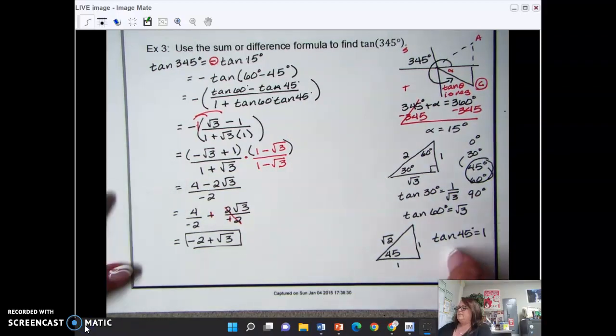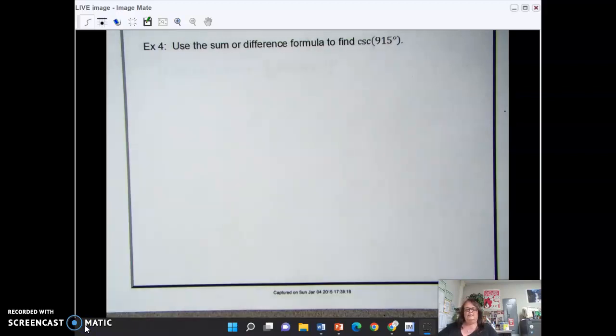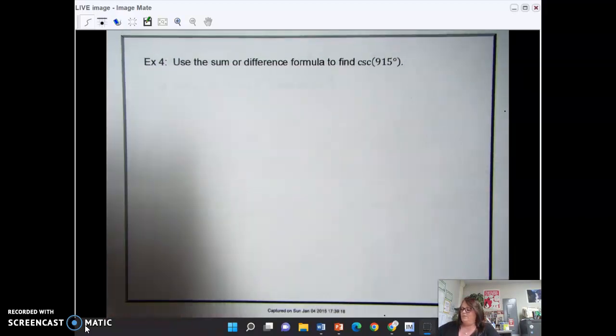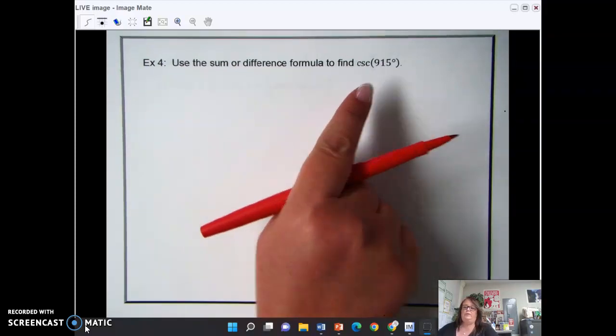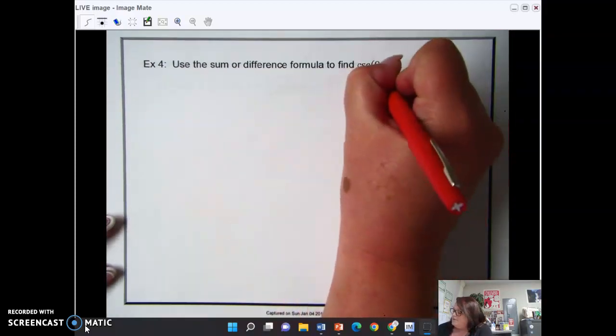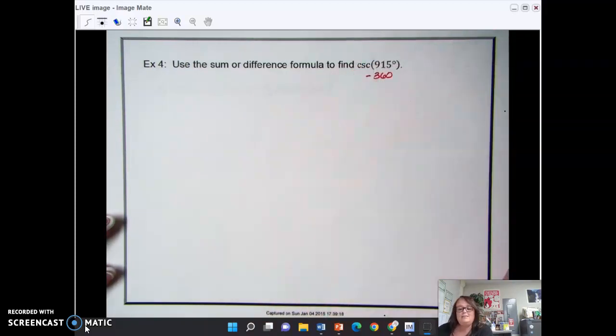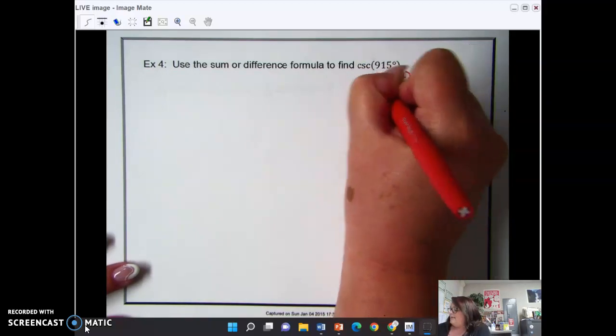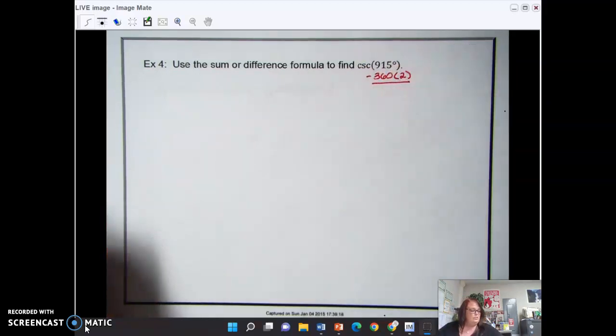All right, so this next problem is, I'm going to say, going to throw the kitchen sink at us. It's going to ask us to pretty much remember a ton of things that we've learned before. So first thing we should notice is this is not in the first revolution. If I subtract 360, that's not enough to put us in the first revolution. So if I double that, then that is enough. And so we want to do 915 minus 720.